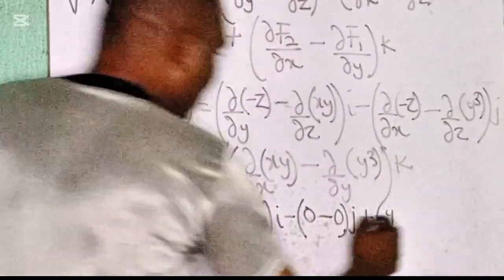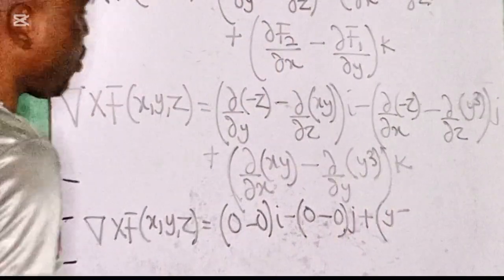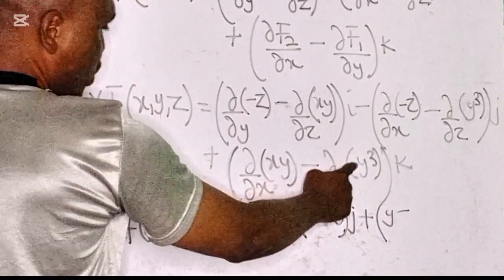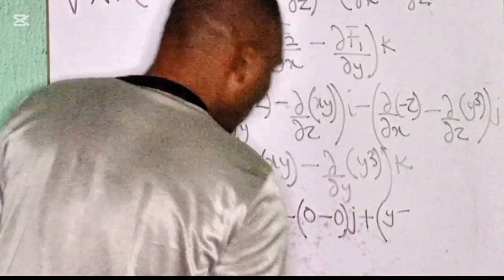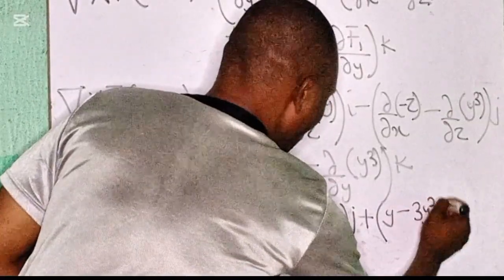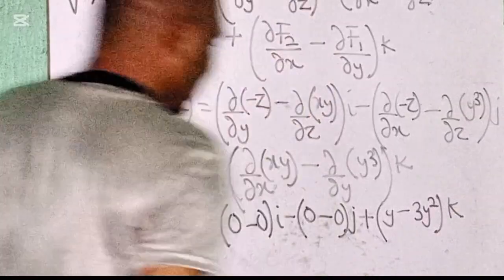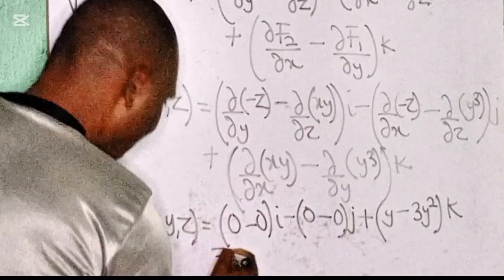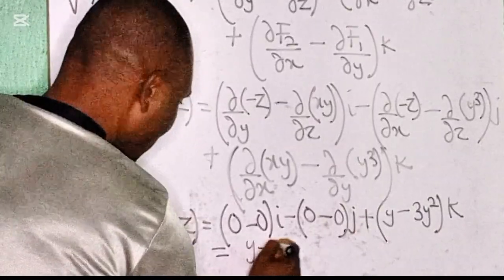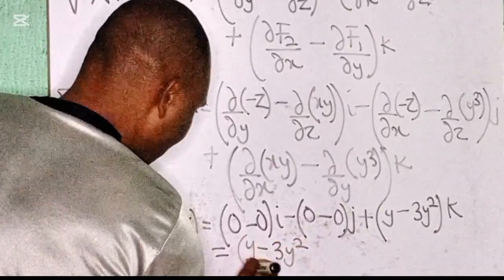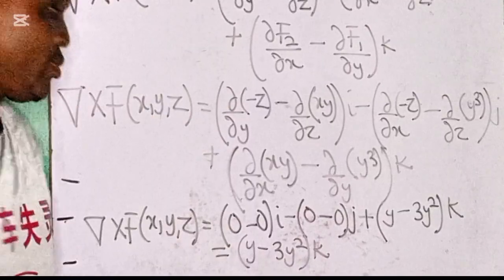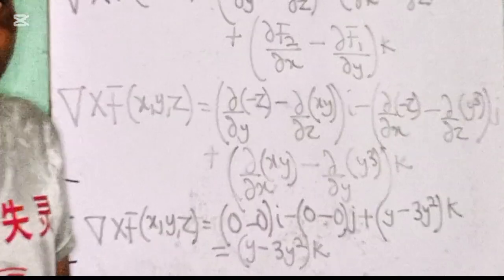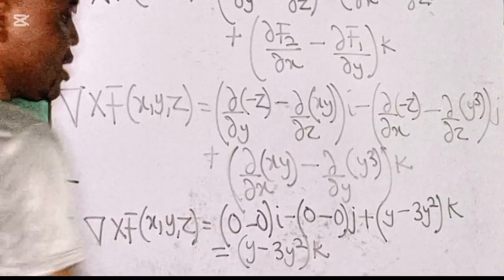Good. Minus. Now, looking for the partial derivative of this function with respect to y. Here is y cubed, so the partial derivative of this will be 3y squared, and that is k. So here is 0, here is 0. At the end of the day, my answer becomes y minus 3y squared, bracket open, bracket close, k. Am I communicating? Good. This is the answer to the curl of the vector field, and the direction is k. Thank you.